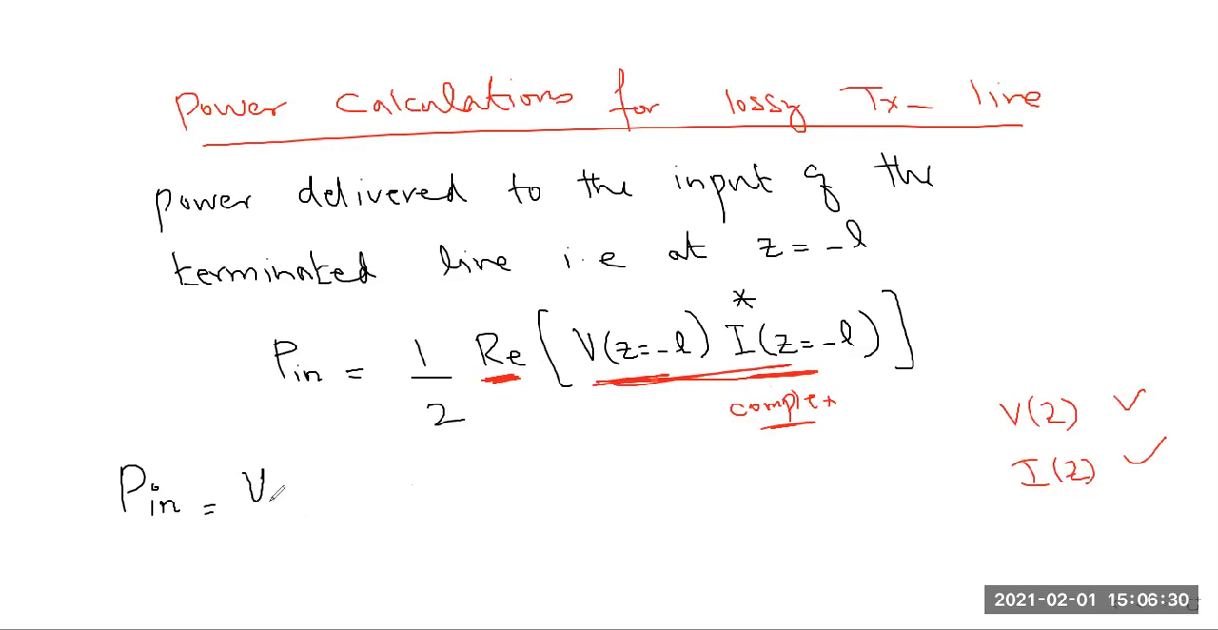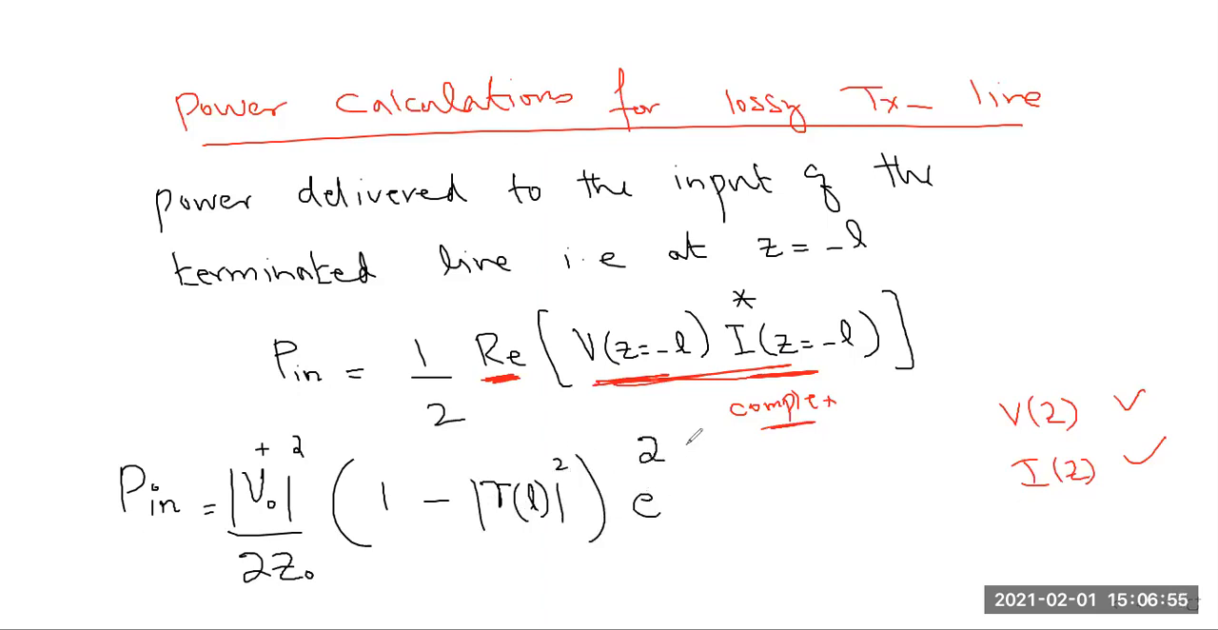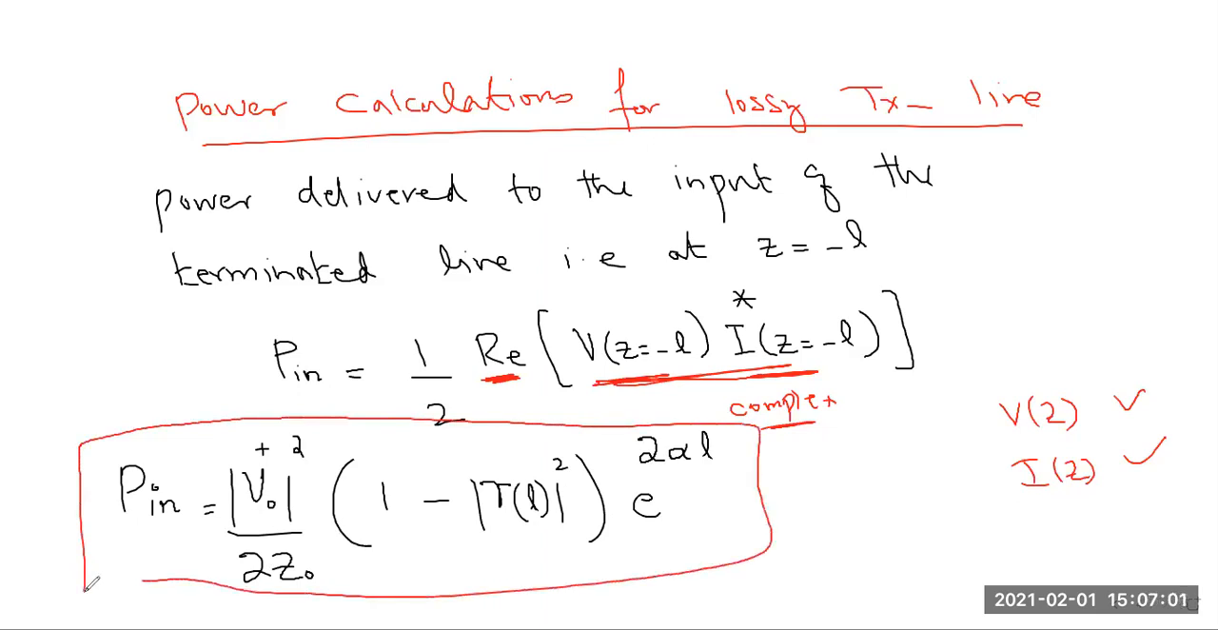This is not a very complicated thing. You will be able to do it. So the final expression that you will get will be the magnitude of V naught plus, squared, divided by 2 Z naught, into 1 minus the magnitude of gamma L squared, into e raised to power 2 alpha L. So this Pin, after you use V of Z at Z equal to minus L multiplied with I of Z at Z equal to minus L and then take the real part, is what you will get.